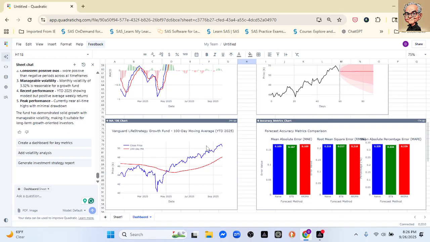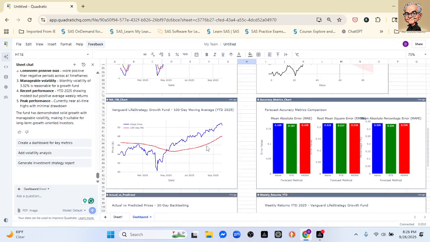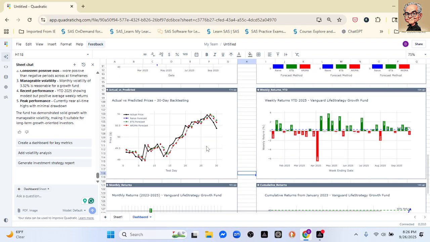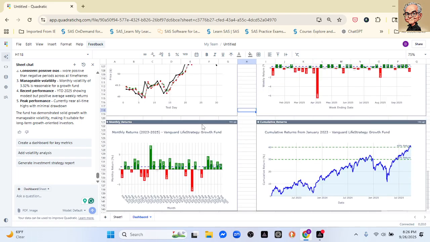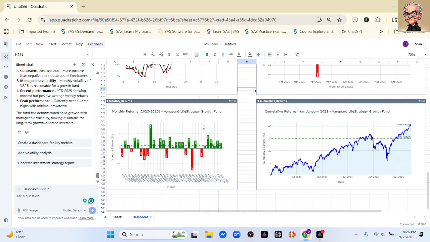What about, of course, finally we look at the 100 moving average line, right? Then let's come down again. Let's take a look at the actual versus predicted prices for the period. Now finally, let's begin to take a look at returns, like the monthly returns.